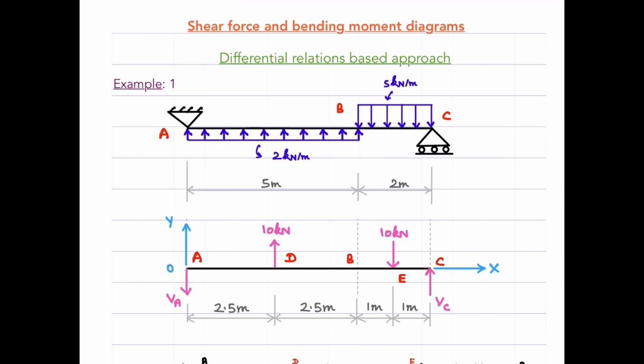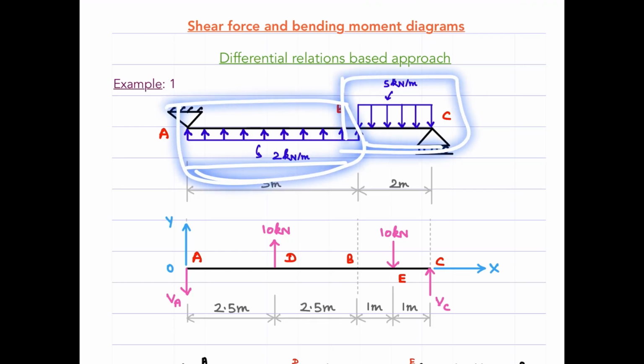Hi, welcome to this new video wherein we will draw the shear force diagram and bending moment diagram using the differential relationship based approach. In the first example, we have this span AB and then BC. For span AB, the UDL is acting upwards, and for the span BC, the UDL is acting downwards.